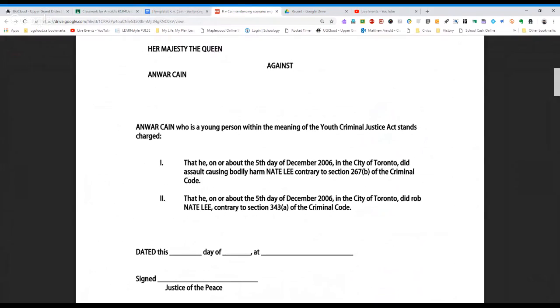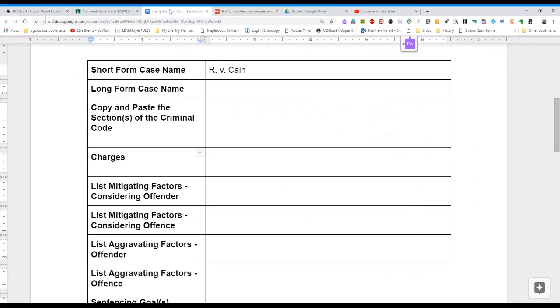So at this time, pause the video and fill in the information at the top. That's the short form case name, the long form case name, the sections of the criminal code, and the charges.